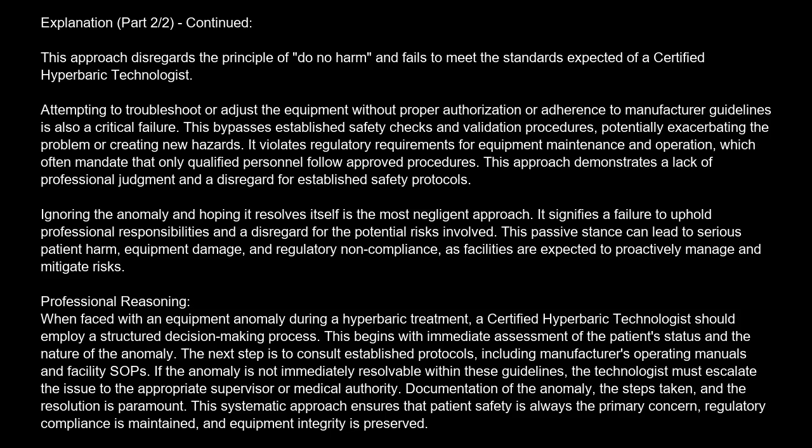When faced with an equipment anomaly during a hyperbaric treatment, a certified hyperbaric technologist should employ a structured decision-making process. This begins with immediate assessment of the patient's status and the nature of the anomaly. The next step is to consult established protocols, including manufacturers' operating manuals and facility SOPs. If the anomaly is not immediately resolvable within these guidelines, the technologist must escalate the issue to the appropriate supervisor or medical authority. Documentation of the anomaly, the steps taken, and the resolution is paramount. This systematic approach ensures that patient safety is always the primary concern. Regulatory compliance is maintained, and equipment integrity is preserved.